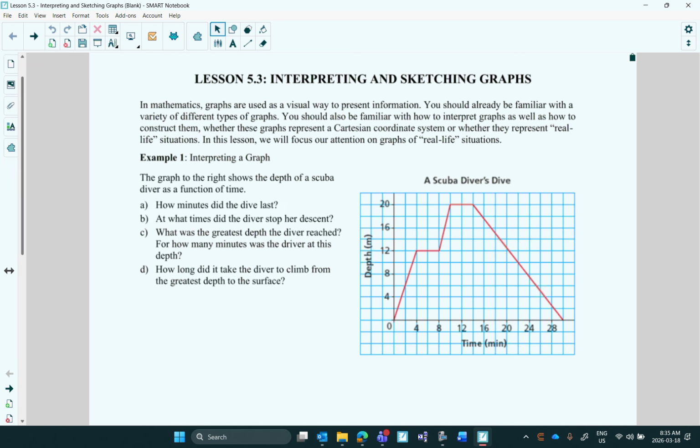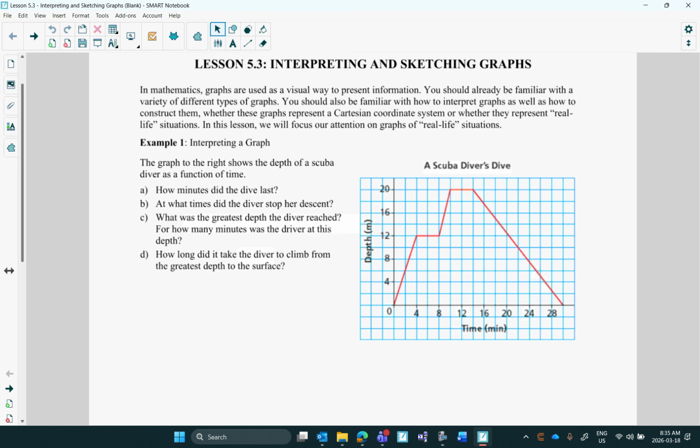So this first example, we've got a relation between time and the depth of a scuba diver, okay? And we want to answer the following questions. So you're going to be able to read a graph to do these. Looking at this graph, how long did the dive last? How would you find that? Wouldn't we just say, okay, here's where it starts, here's where it finishes? How much is that? 30 minutes, right?